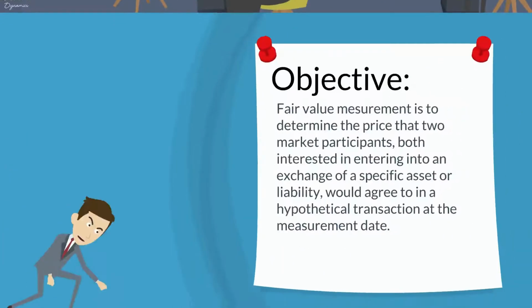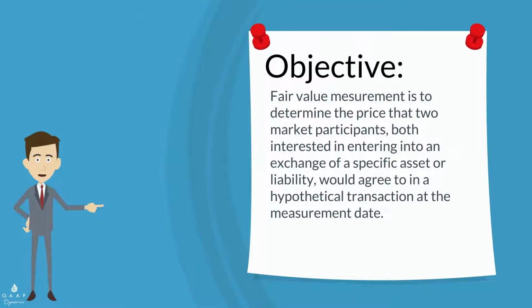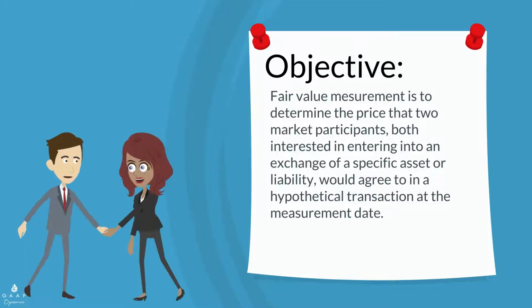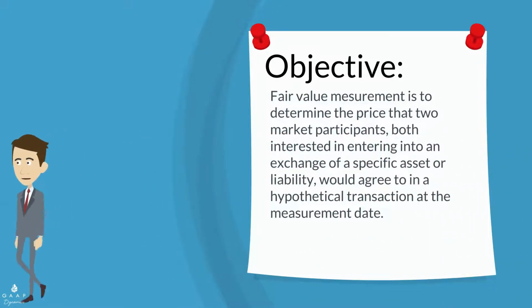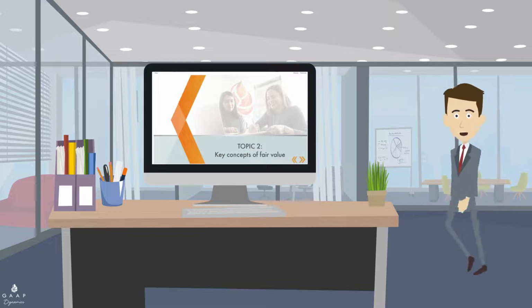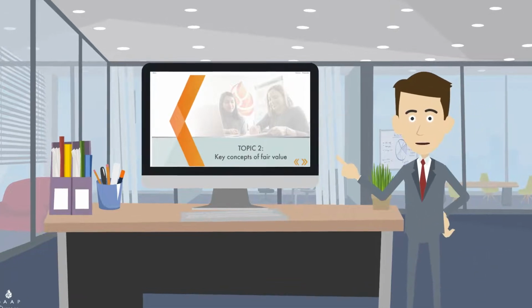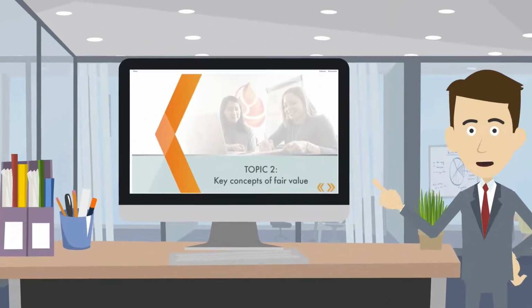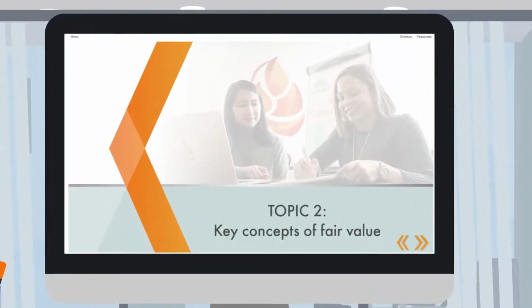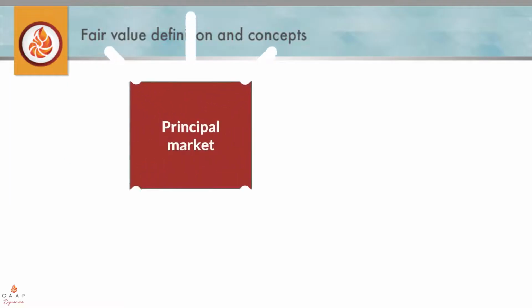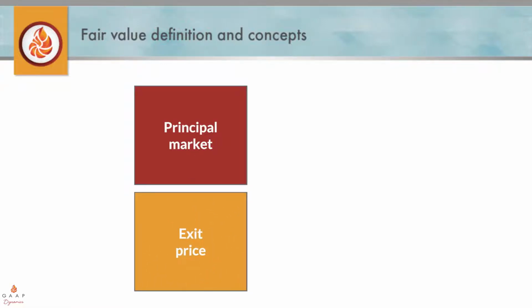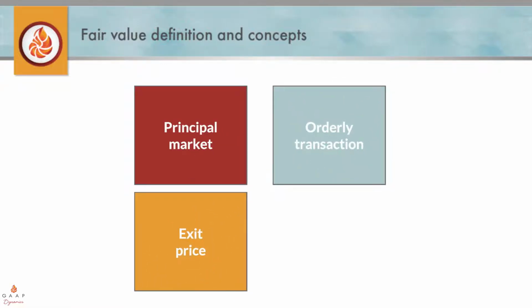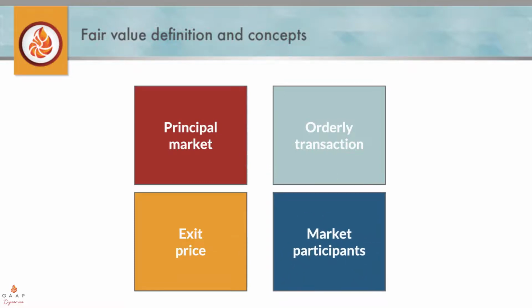The objective of fair value measurement is to determine the price that two market participants, both interested in entering into an exchange of a specific asset or liability, would agree to in a hypothetical transaction at the measurement date. However, determining these components of fair value is not always straightforward. Significant judgment and assumptions are sometimes needed to determine the fair value measurement, which can include determining the principal market, establishing an exit price, identifying the type of transaction, and determining the market participant's perspective.